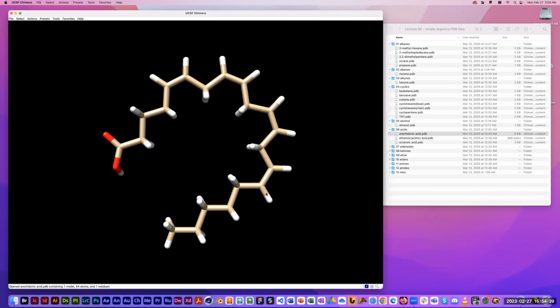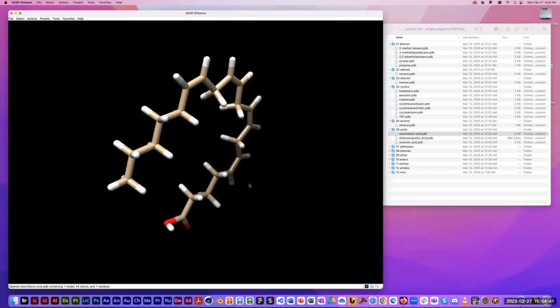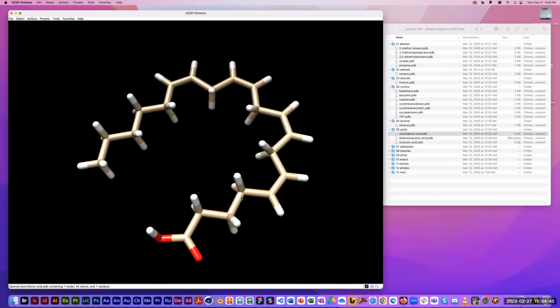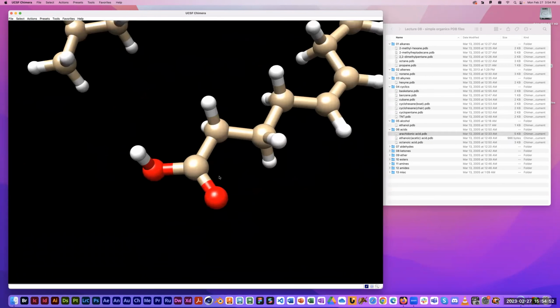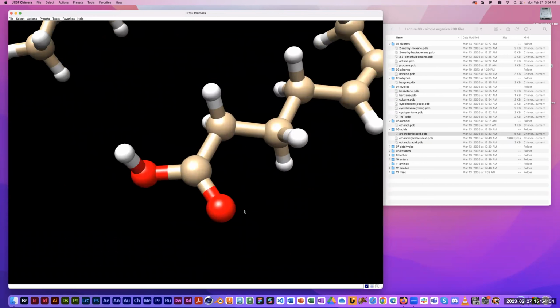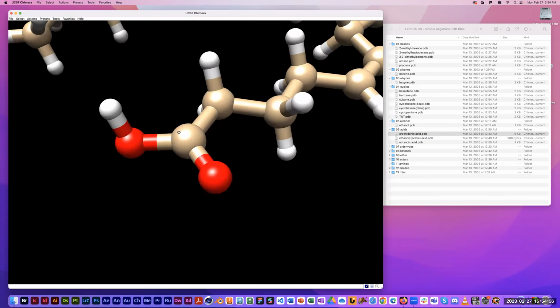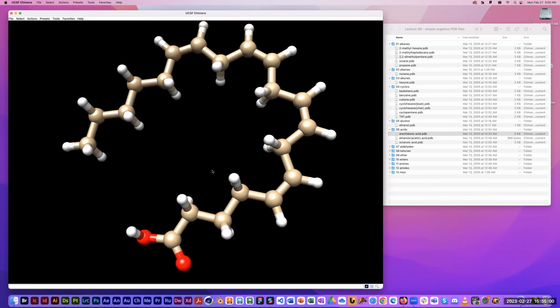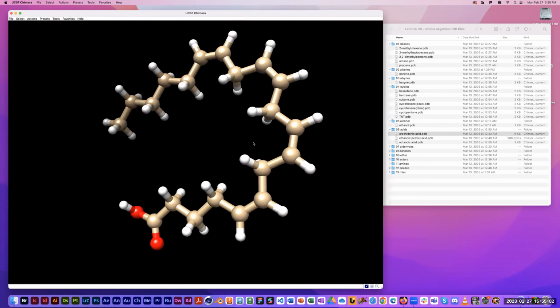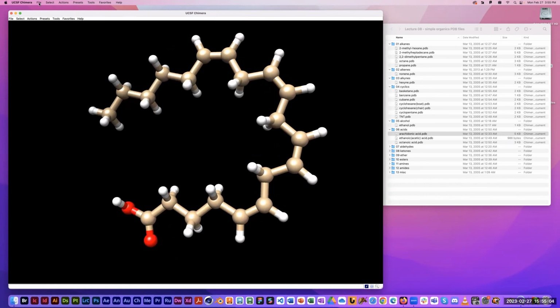Here's another one. This is a long carbon chain, but it's still got that carboxylic acid down at one end. If we zoom in on this end, we've got a double bonded oxygen and an OH. This is a molecule called arachidonic acid that we'll come back and talk about later. It's kind of an important molecule.